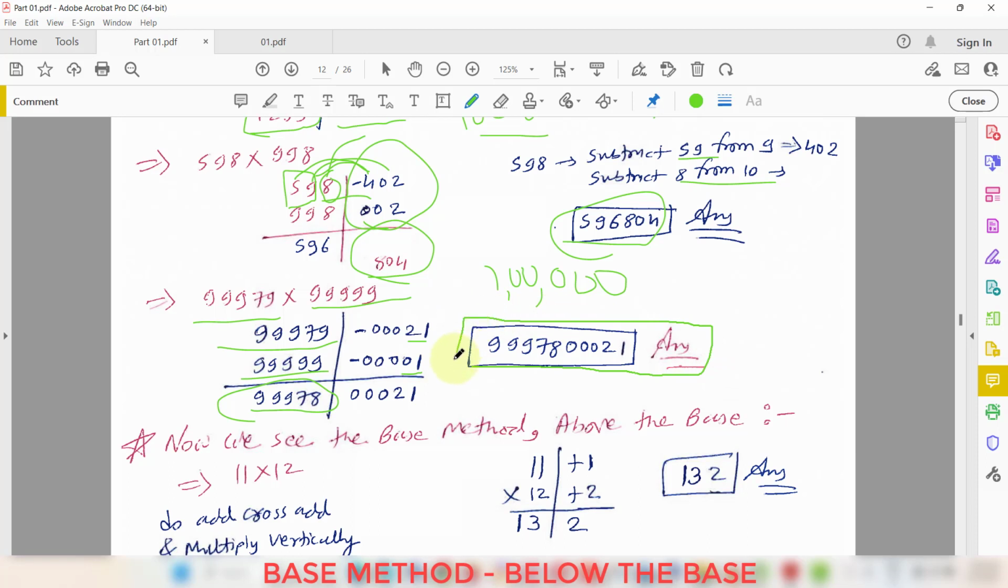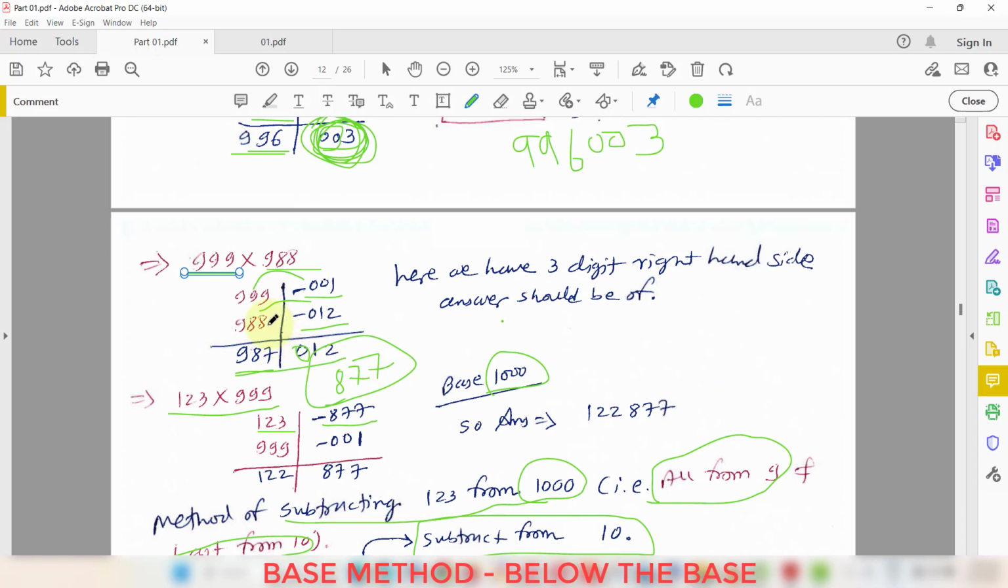So that's it for this lecture. Now in the next lecture we will see the base method, above the base and below the base. Till now, all the numbers we have seen are below the base. Now let's say I want to do 102 times 97. So here you can see one number is above 100 and one number is below 100. At that time, what you have to do, that technique we will see in the next video.